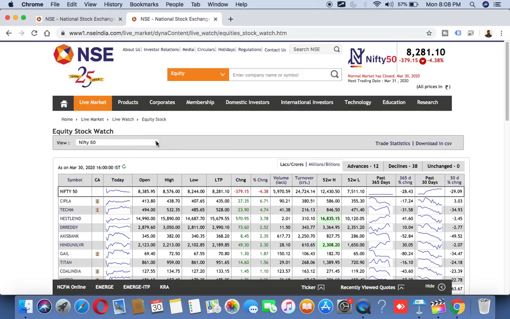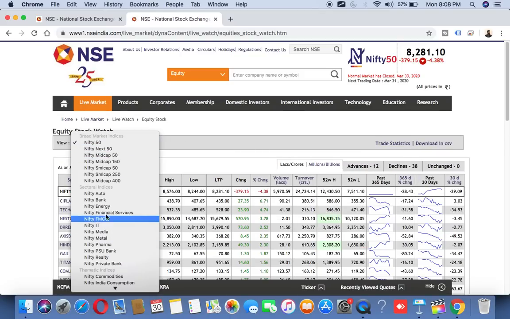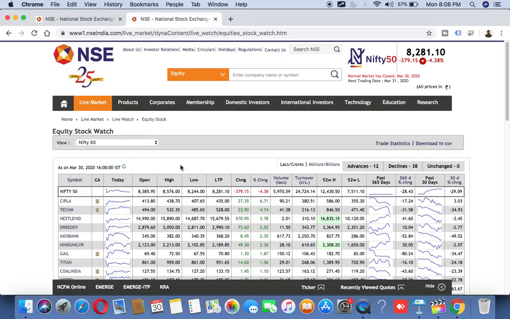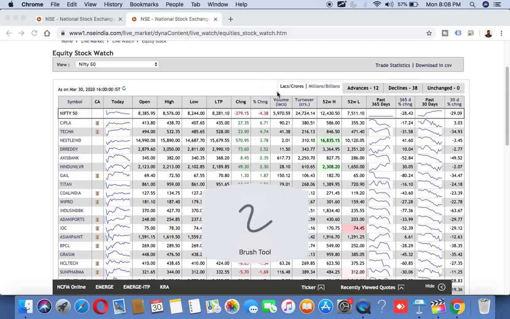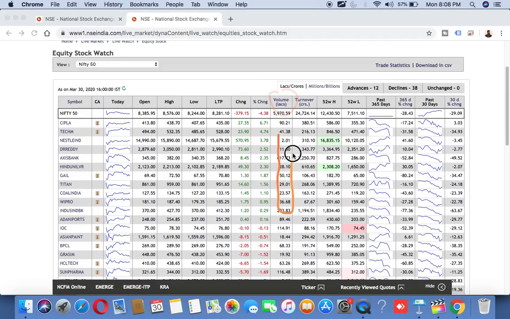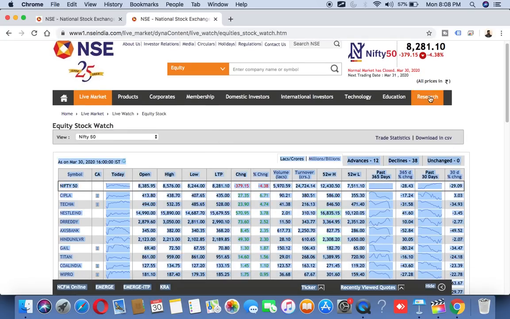Here you can choose whichever sector you want, or if you want, just choose Nifty 50. And then here we have an option. You see the volume in lakhs, number of volumes traded. So now the market has been closed.